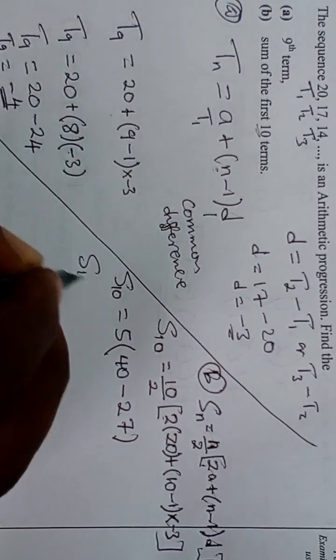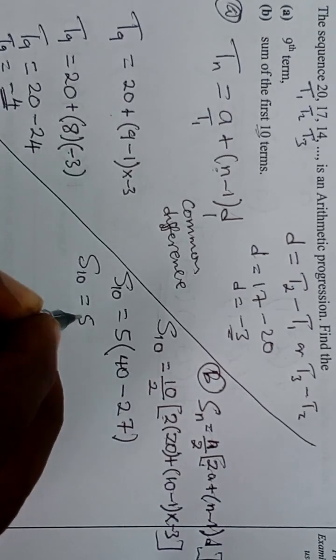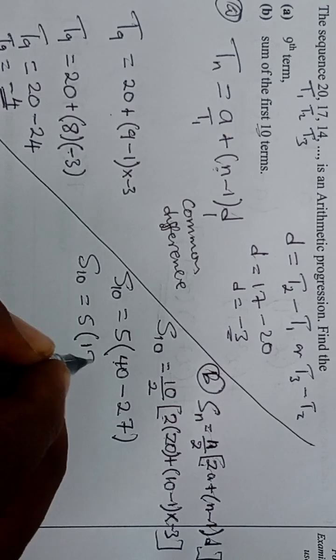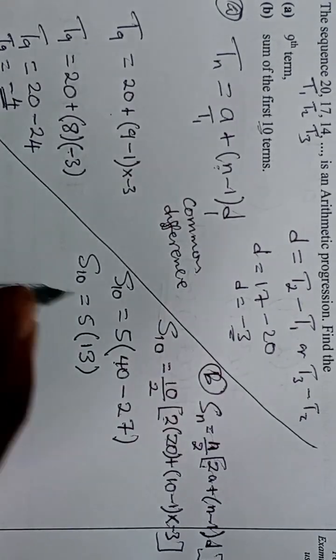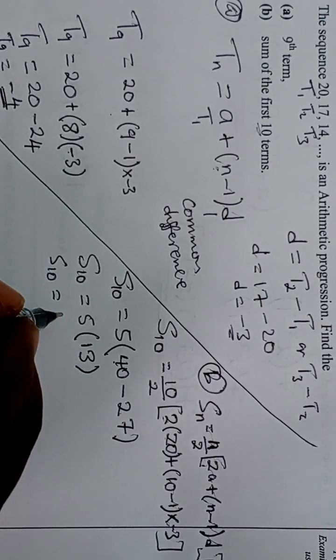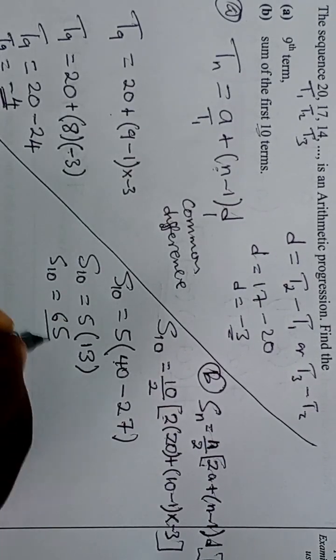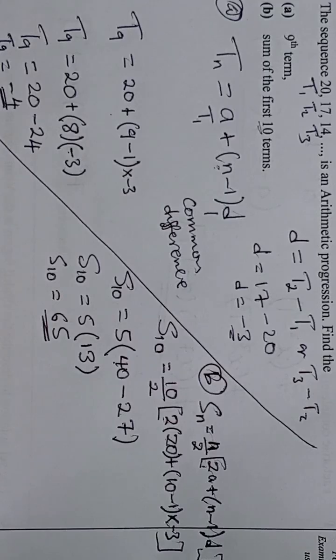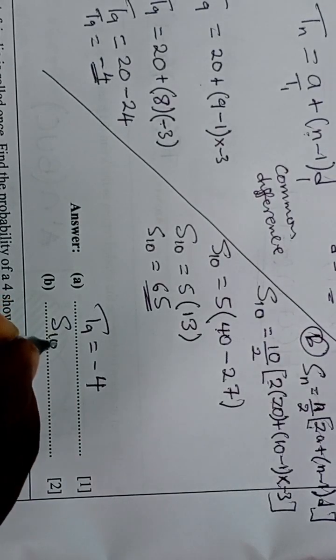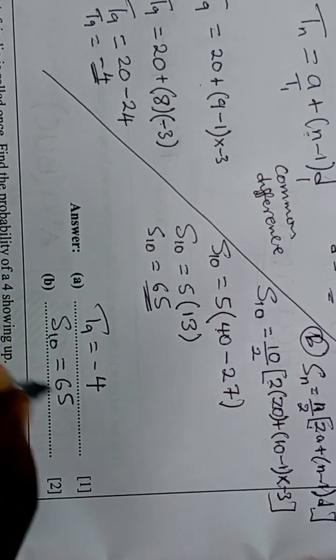So the sum of 10 terms is equal to 5 times 40 minus 27, that is 13. So the sum of 10 terms is equal to 5 times 13, that is 65. So the ninth term is equal to negative 4, and the sum of 10 terms is equal to 65.